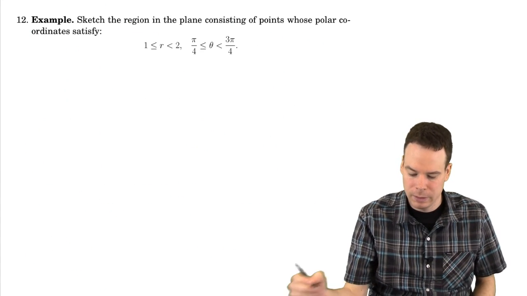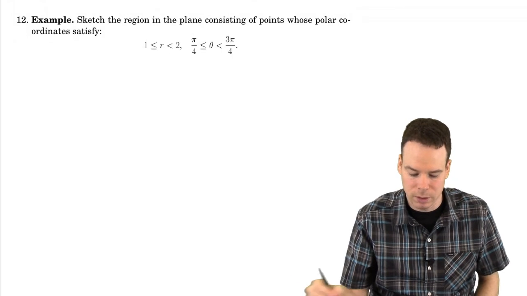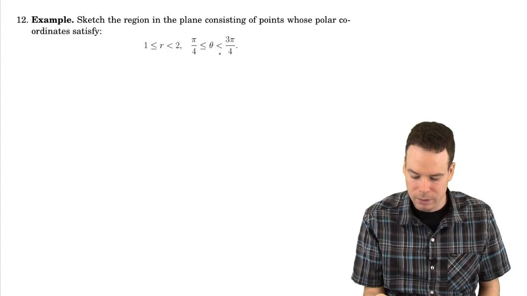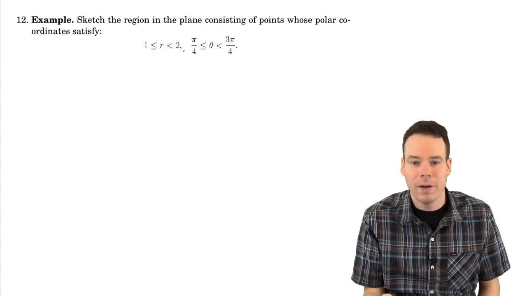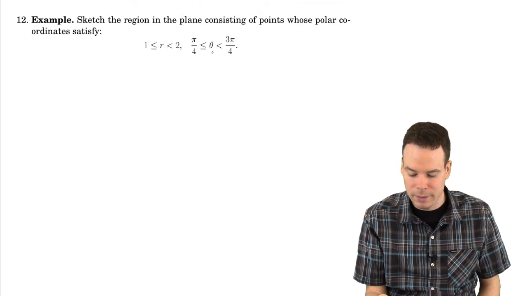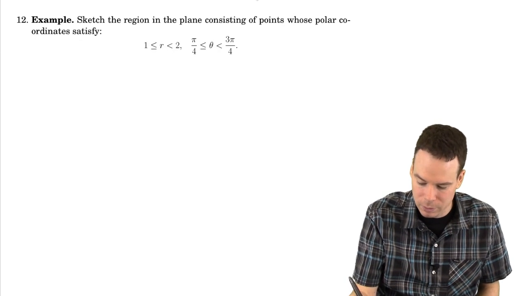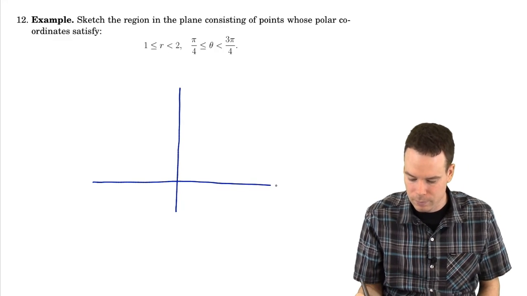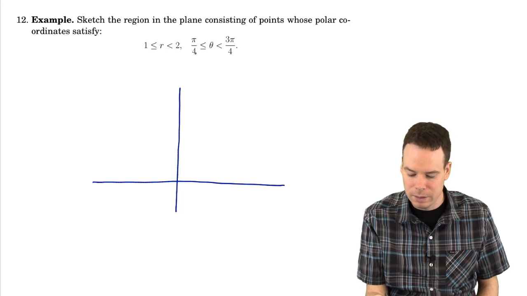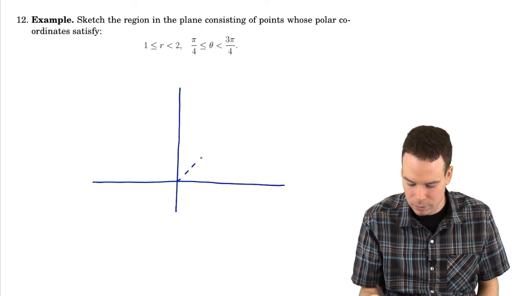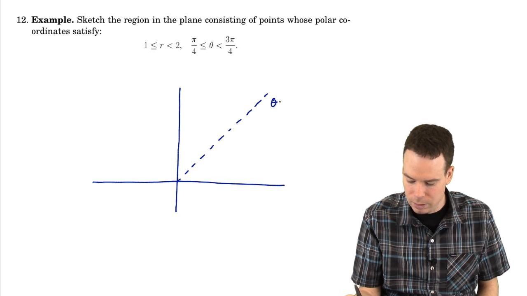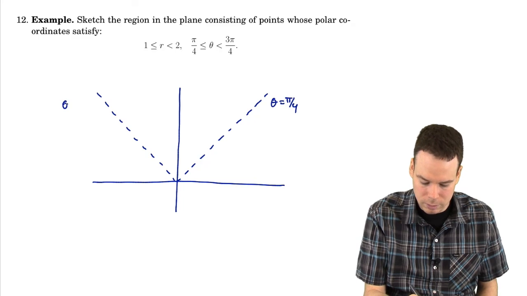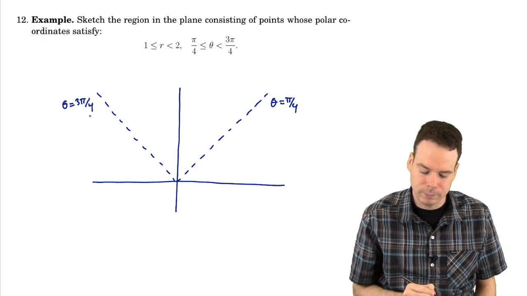Okay, so let's end with a last example before we go on to curve sketching. Let's sketch this region in the plane consisting of the points that satisfy these inequalities: the r values between 1 and 2, and the theta values between pi by 4 and 3 pi by 4. What does the set of all points that satisfy those things look like? I'm going to start with the theta values. Theta is allowed to go between pi by 4 and 3 pi by 4. So I'll sketch out theta is pi by 4, and I'll look at theta is 3 pi by 4.